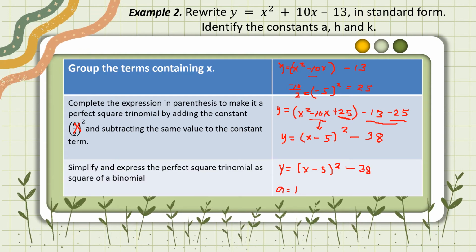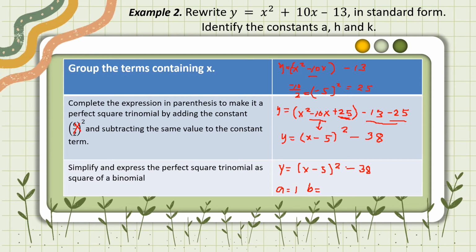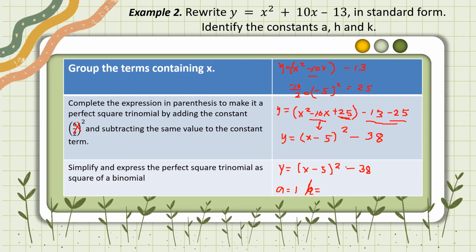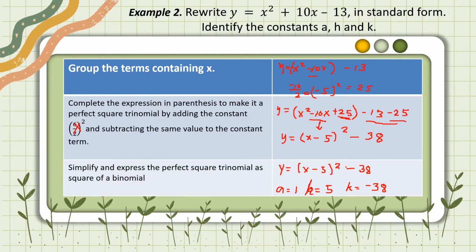Ano po yung a natin? Yan po ay 1, invisible. Hindi po yan laging 1. Letter B natin, negative 5. Sabi ko kanina, mag-change ng letter B, letter H. Mag-change ng sign, so magiging positive 5. Ang K value natin is the constant, negative 38. Ayan po ang K value natin. Clear po?